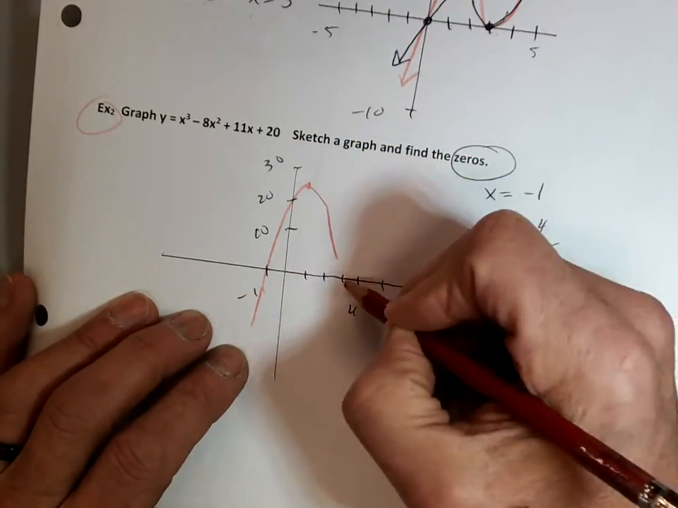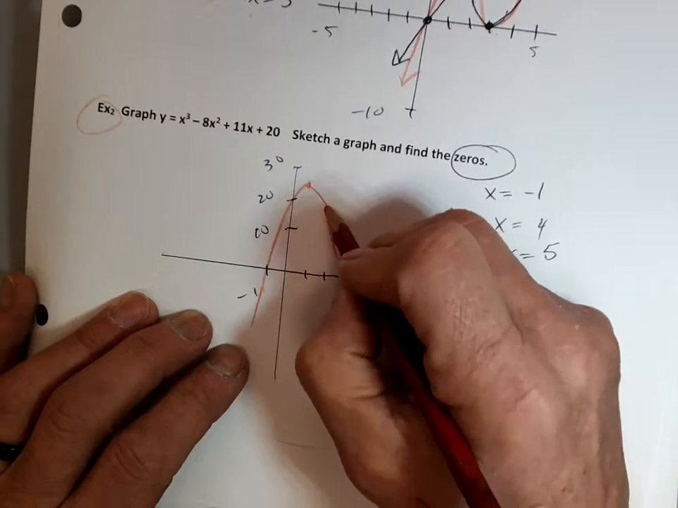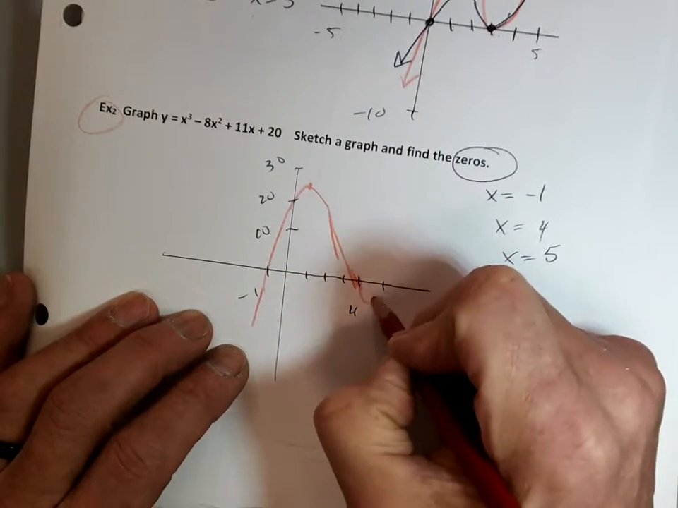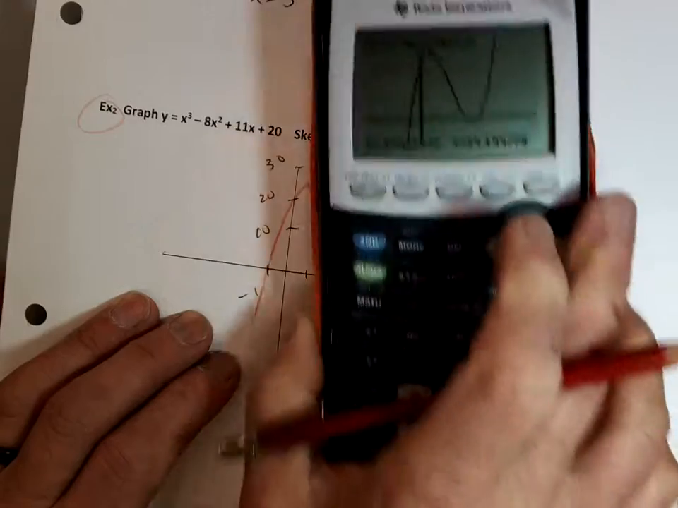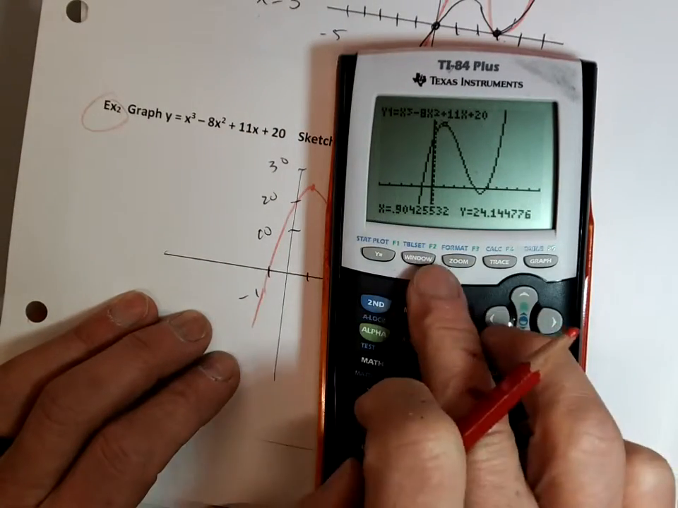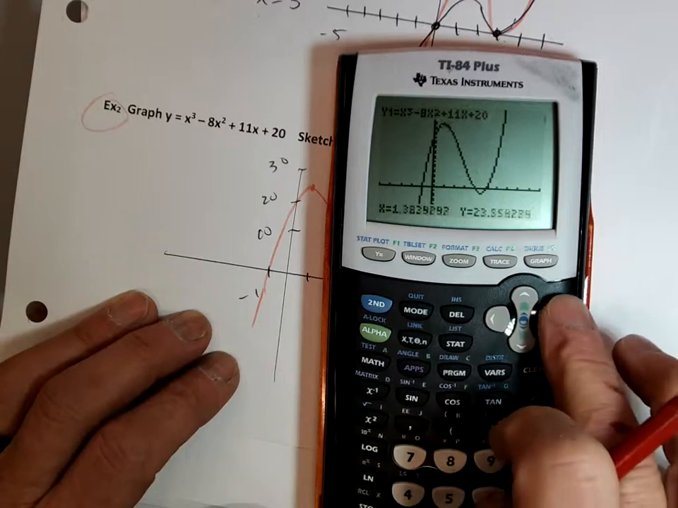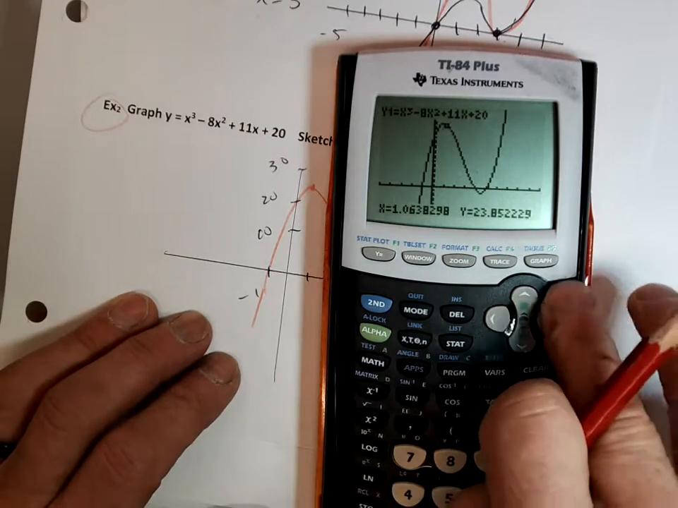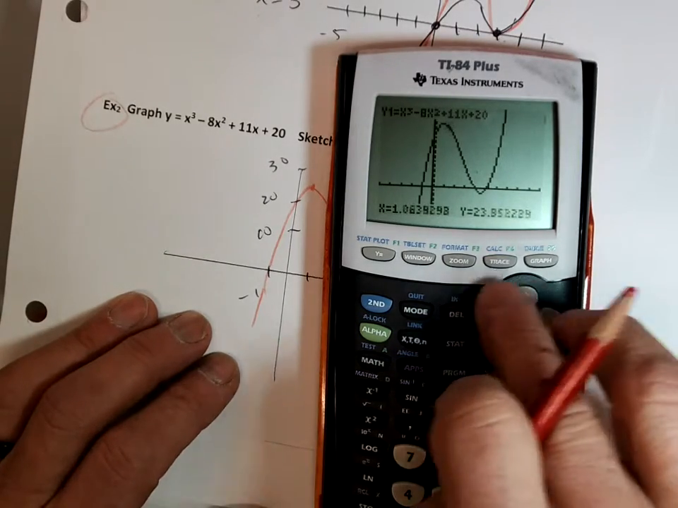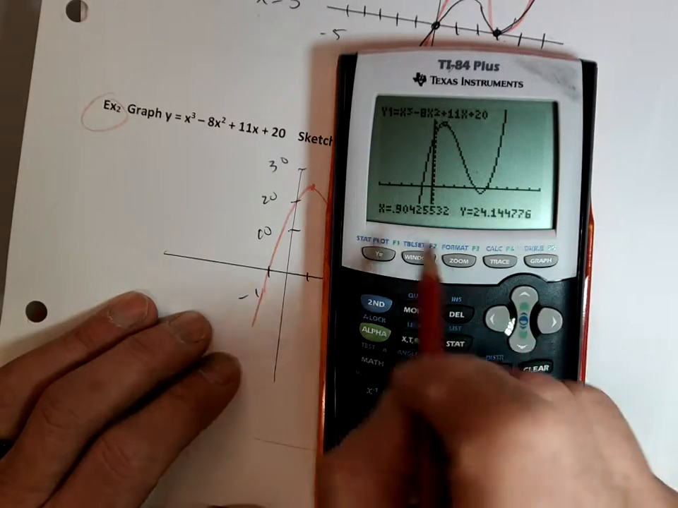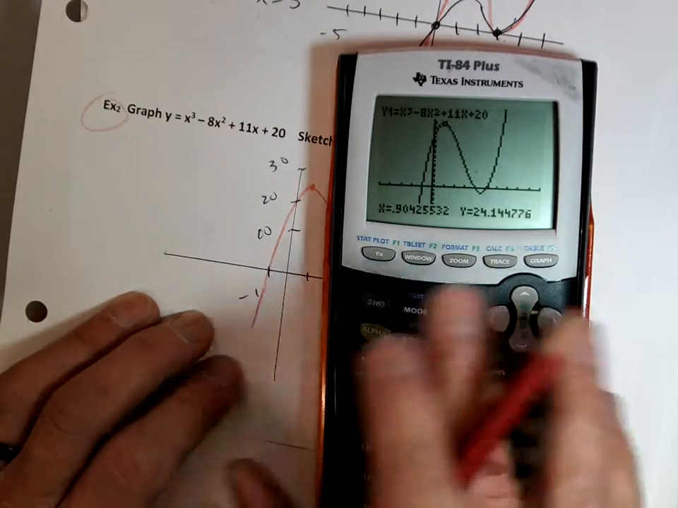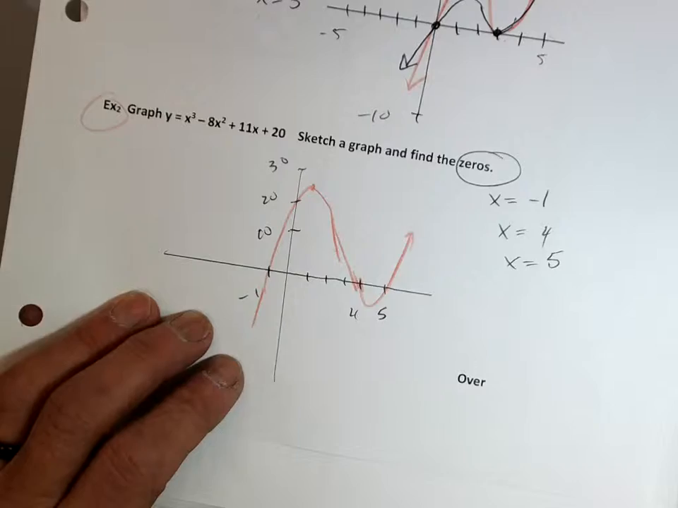Oops. There we go. Let me do it again for you, okay? So I hit trace. See the trace button right where my finger is? Trace, and then use the over arrows, not the up and down arrows, because you're manipulating the x variable. You go back and forth until I get to about the top, and you can see it's about 24.